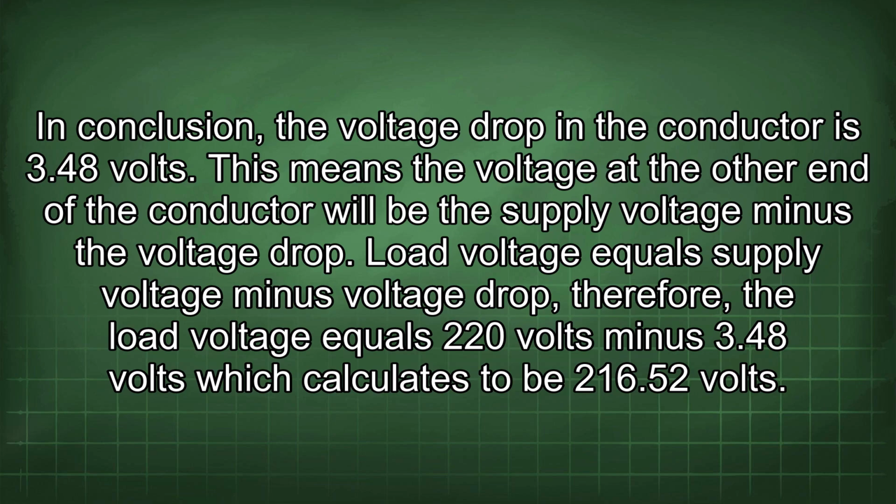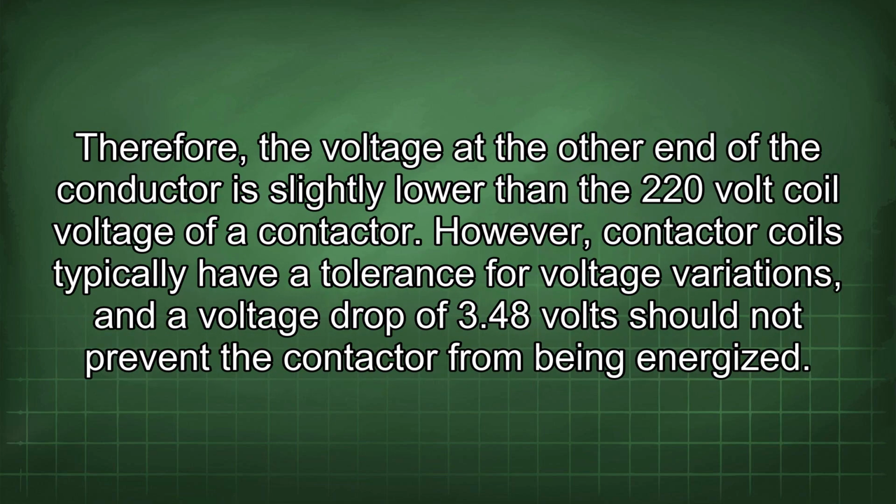This means the voltage at the other end of the conductor will be the supply voltage minus the voltage drop. Load voltage equals supply voltage minus voltage drop. Therefore, the load voltage equals 220 volts minus 3.48 volts, which calculates to be 216.52 volts. Therefore, the voltage at the other end of the conductor is slightly lower than the 220 volt coil voltage of a contactor. However, contactor coils typically have a tolerance for voltage variations, and a voltage drop of 3.48 volts should not prevent the contactor from being energized.